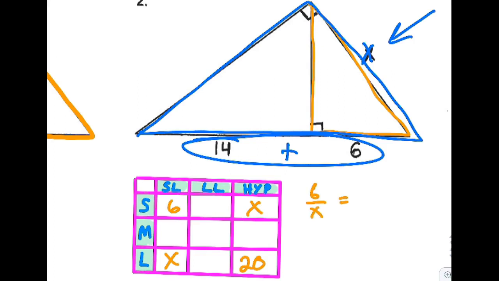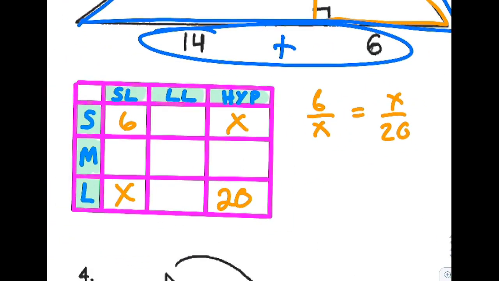So 6 over x equals x over 20. I'm going to talk my way through this one, so make sure you don't copy what I'm writing. x squared equals 120. So then you have to break down the 120. If you have x squared equals 120, you take the square root of 120. Factors are 4 and 30. So radical 4 and radical 30. Radical 4 becomes 2. Radical 30 stays. So it's 2 radical 30 for your final answer to this problem.